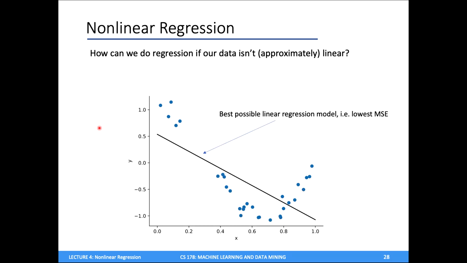If we fit a linear regression model to this data set, this black line, it's the best possible linear regression model, with the smallest MSE. We can see this doesn't fit our data at all. So maybe let me take a hand from the audience. Any ideas on what I should do? How should I fix this?